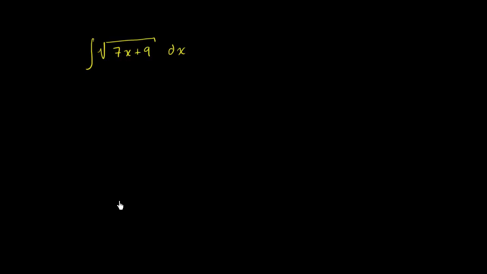Let's take the indefinite integral of the square root of 7x plus 9 dx. So my first question to you is, is this going to be a good case for u substitution? Well, when you look here, maybe the natural thing to set equal to u is 7x plus 9, but do I see its derivative anywhere over here?